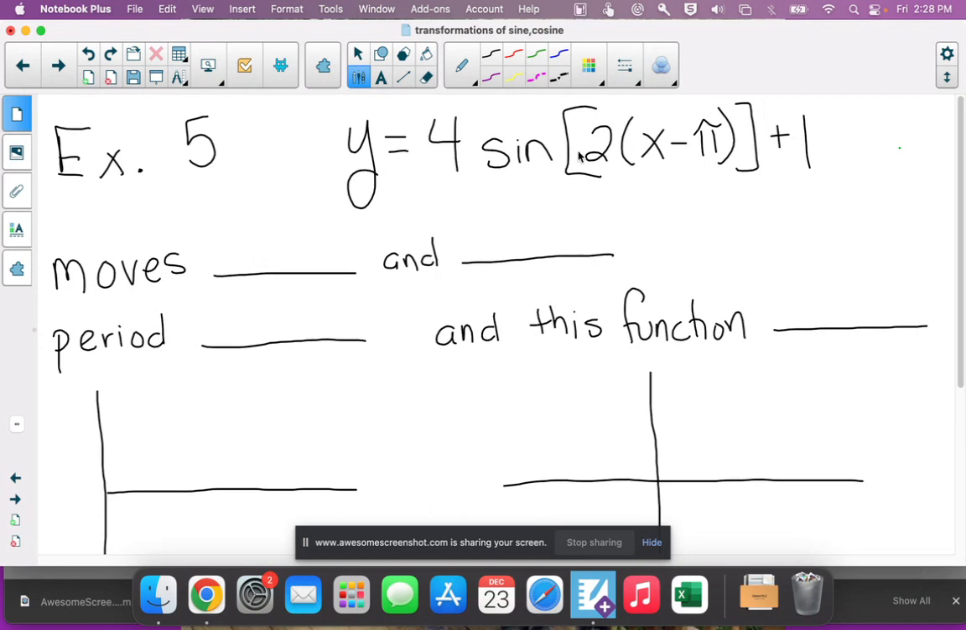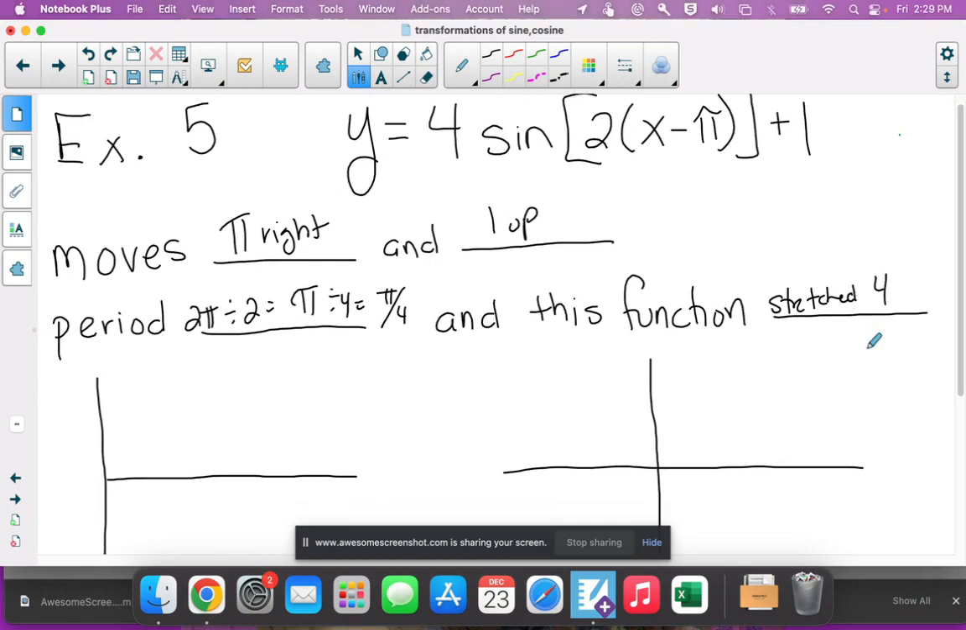Okay, so this function moves pi to the right and 1 up because of our midline. Our period, 2 pi divided by 2, is pi. And we're going to cut that into 4 equal chunks, just so we know what each one of our tick marks is. And this function has been stretched by 4, which means it's going to change my y-axis like we did before.